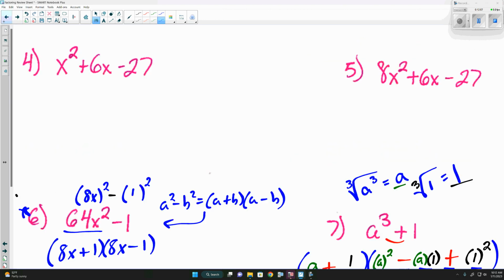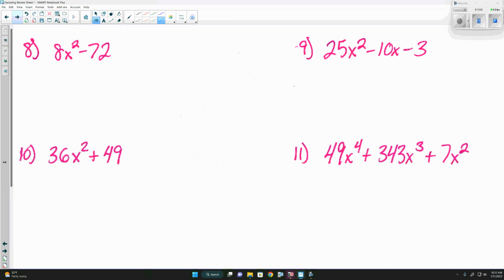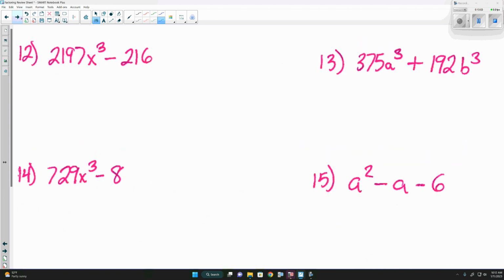So we'll have to jump ahead to 12, because I think that's the next one with cubes, or do you guys want to look at 13? 12. Now we need to see if we can take the cubed root of these two terms.